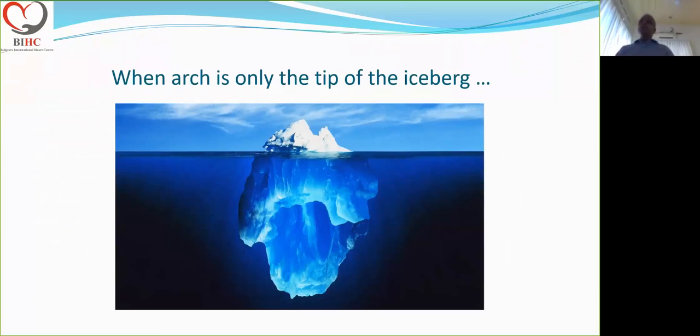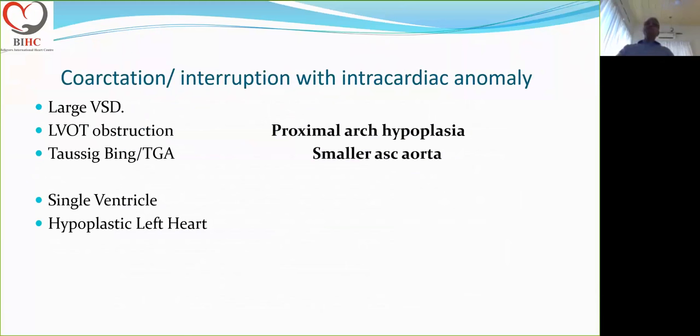And a coarctation is quite often just the tip of the iceberg. There's something far worse the baby has got. And this could be a large VSD, which requires management in the neonatal period, LVOT obstruction, which is severe, transposition, or a DORV with VSD and posterior PA that behaves like a transposition, what we call a classic Taussig-Bing anomaly, a single ventricle. All these can be associated with coarctation or interruption of the aorta. A hypoplastic left heart is an extreme thing that can be associated with coarctation.